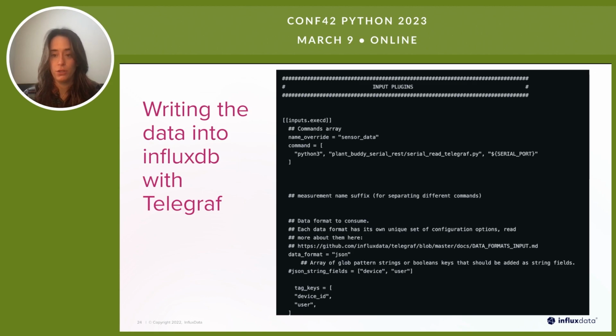And this is what writing data to InfluxDB with Telegraf looks like. This is what the TOML configuration file looks like. This is a Telegraf config file. The whole thing is quite large, so I'm not going to go in depth on the entire thing. But this is a small part of the configuration file, and this is the part that you're actually interested in.